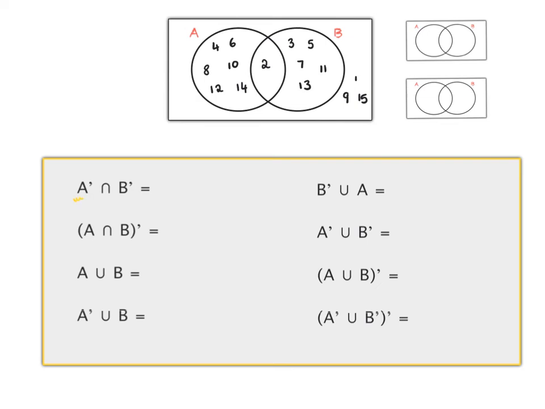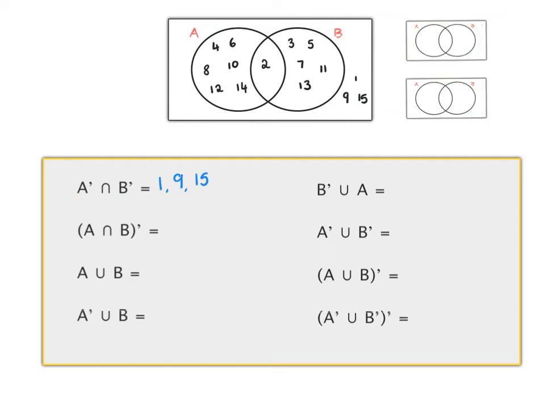We're going to do the same with this question. So on the first Venn diagram we're going to shade A complement, and on the second one B complement. A complement is everything that is not in A, and B complement everything not in B. And then we need to look at what's shaded on both diagrams, and it's everything that's on the outside of the circles. So A complement intersection B complement is just 1, 9 and 15.